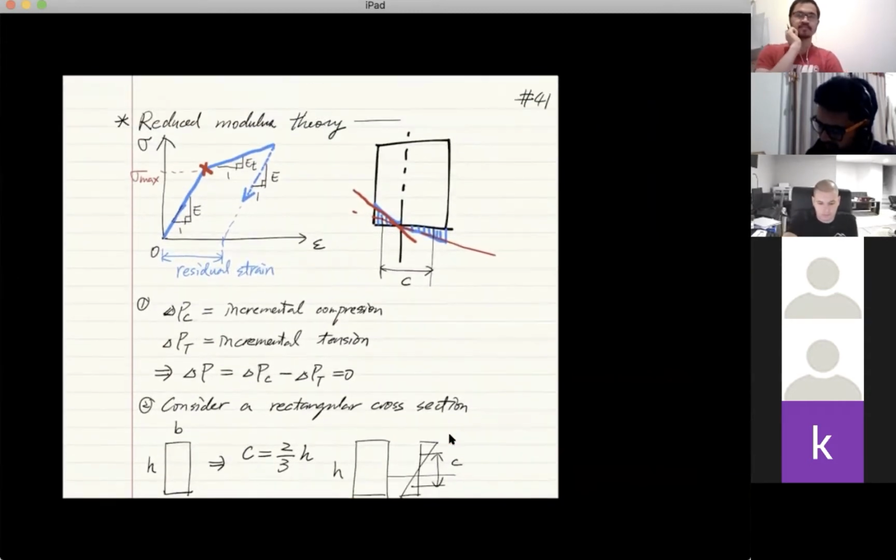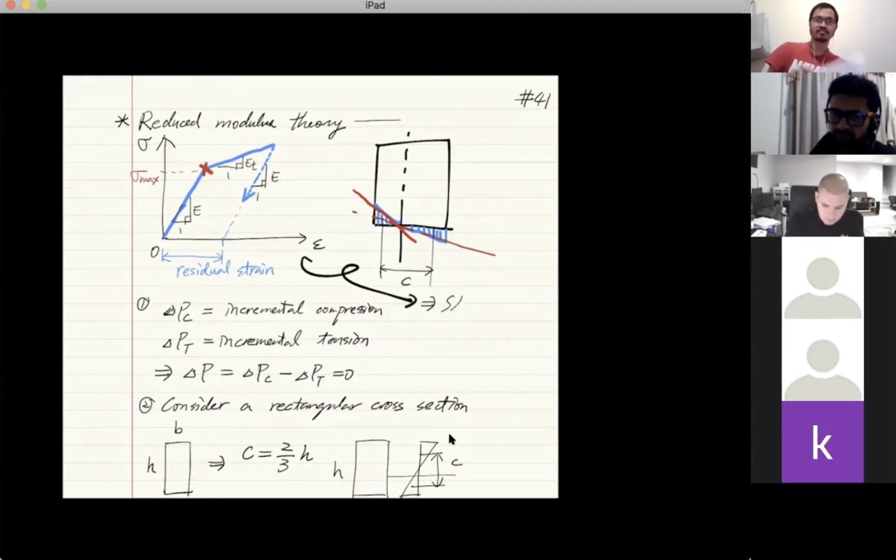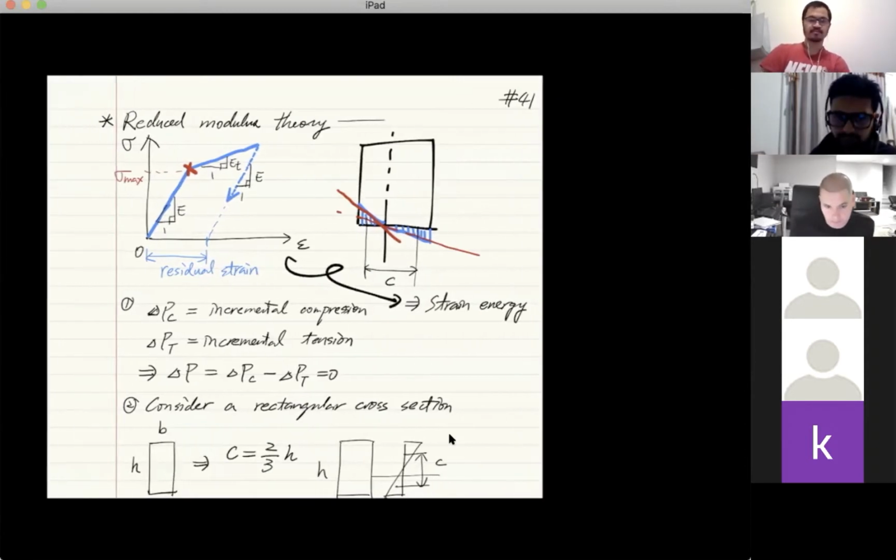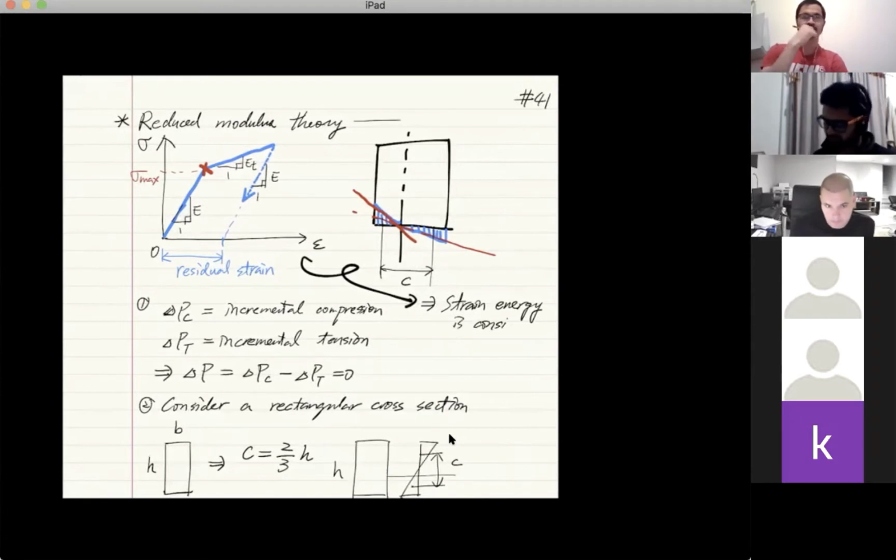So here, just to complete the comparison, please add this part here to note that strain energy is considered in reduced modulus theory. In tangent modulus theory, there's no strain energy that will be considered. Right?